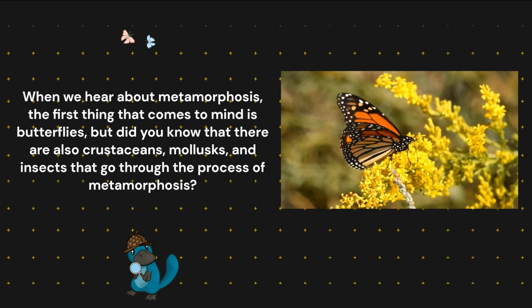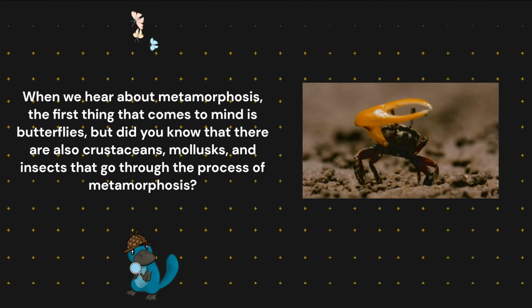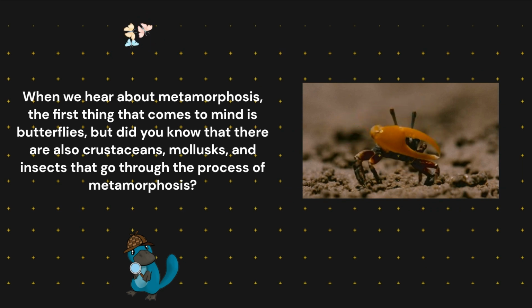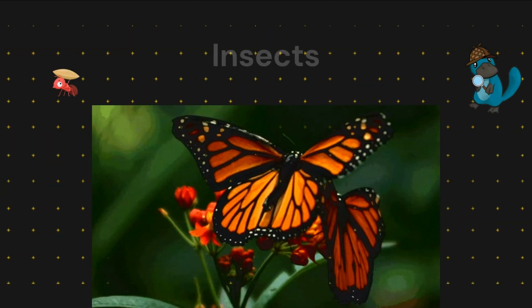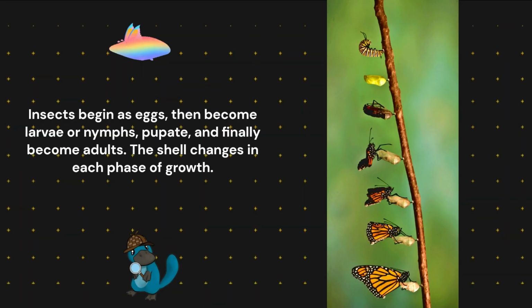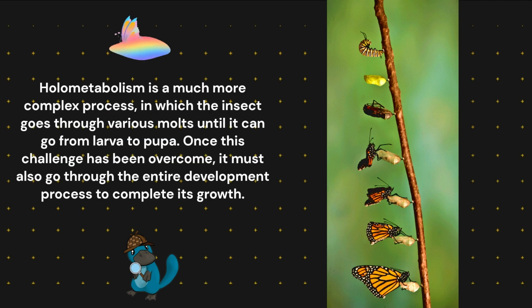When we hear about metamorphosis, the first thing that comes to mind is butterflies, but did you know that there are also crustaceans, mollusks, and insects that go through the process of metamorphosis? Insects. Insects begin as eggs, then become larvae or nymphs, pupate, and finally become adults. The shell changes in each phase of growth.